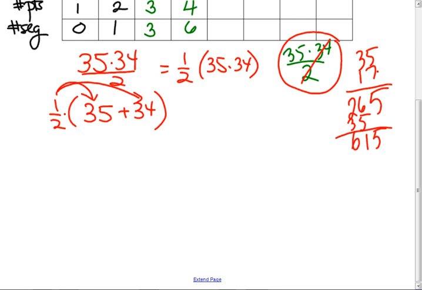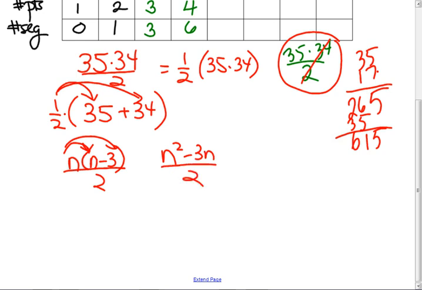You can't distribute this. There's no subtraction here. If you want to multiply this out, you can. You want to do this? Now you can. But I don't know why you want to do that. Minus 3n all over 2. That's more complicated because now I got to square 35 and take 3 times 35, and that's not easy. Yeah. But those are good questions to clarify some of those little details. Hopefully you'll remember it. Okay.